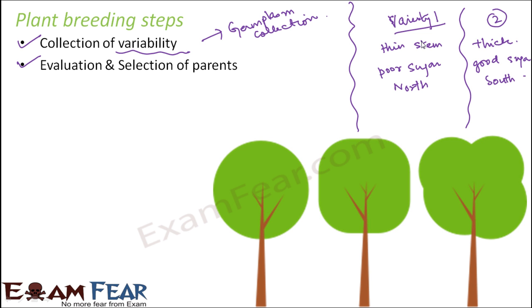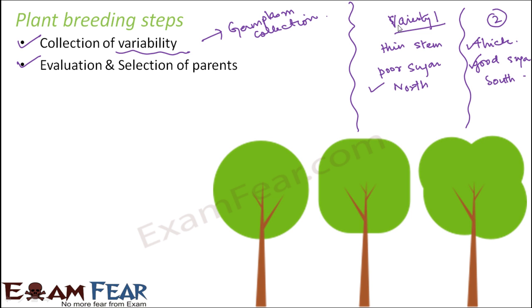So now you have to select the desired traits out of them. So in a very similar way here also, when you have collection of all the varieties, you actually need to select the traits which you want. For example, if you want it to grow in north, you want the stem to be thick and you want to have a good sugar content, so you will actually need to select those traits. So based on the traits which you want, you have to select that variety.